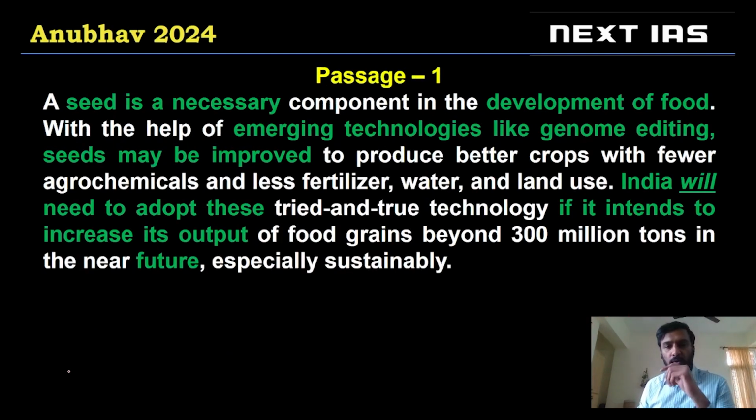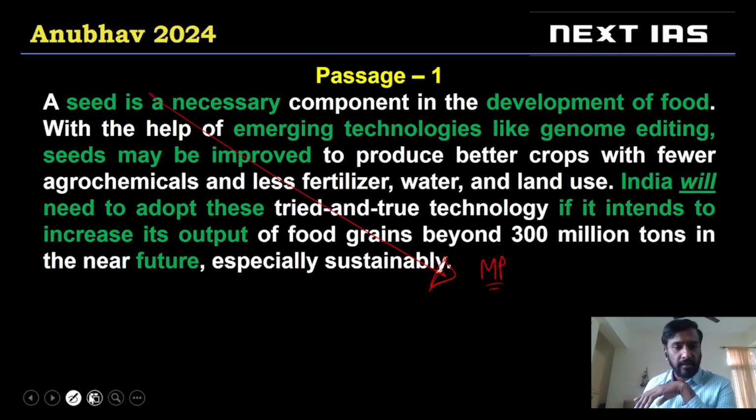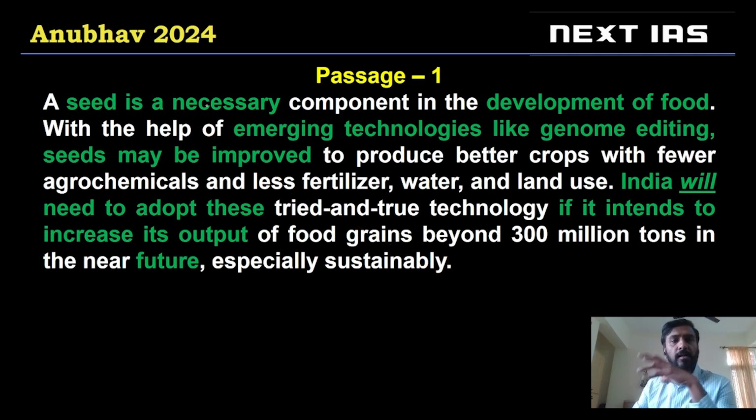Okay. Now, like I said, before we start every passage, we read that passage, and our objective is to come up with the main point of the passage. Just keep this idea in mind. So here, just read the words that I've marked in green. That will help you quickly grasp the main point of the author. Seed is a necessary component for the development of food. Emerging technologies like genome editing, using this, seeds can be improved. India will need to adopt these.